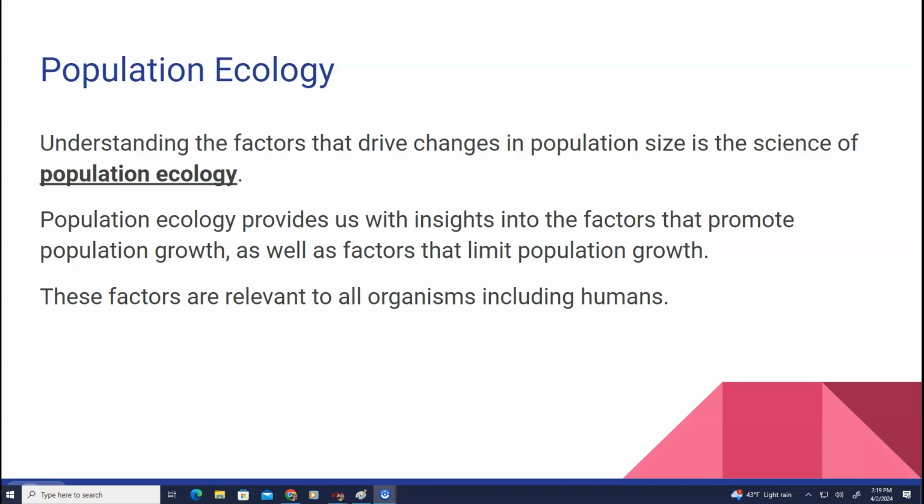This is section 3 of our Unit 8 Ecology notes, and today we are going to be talking about population ecology. So population ecology deals with understanding the factors that drive changes in population size. Population ecology provides us with insights into the factors that promote population growth, as well as factors that will limit the population growth. These factors are relevant to all organisms, including humans.